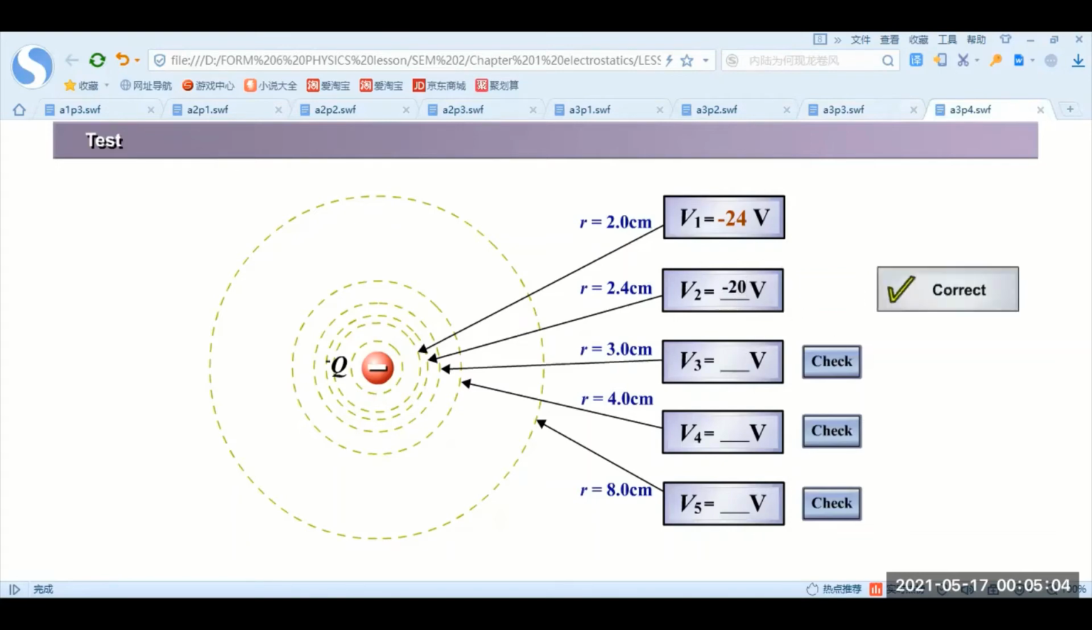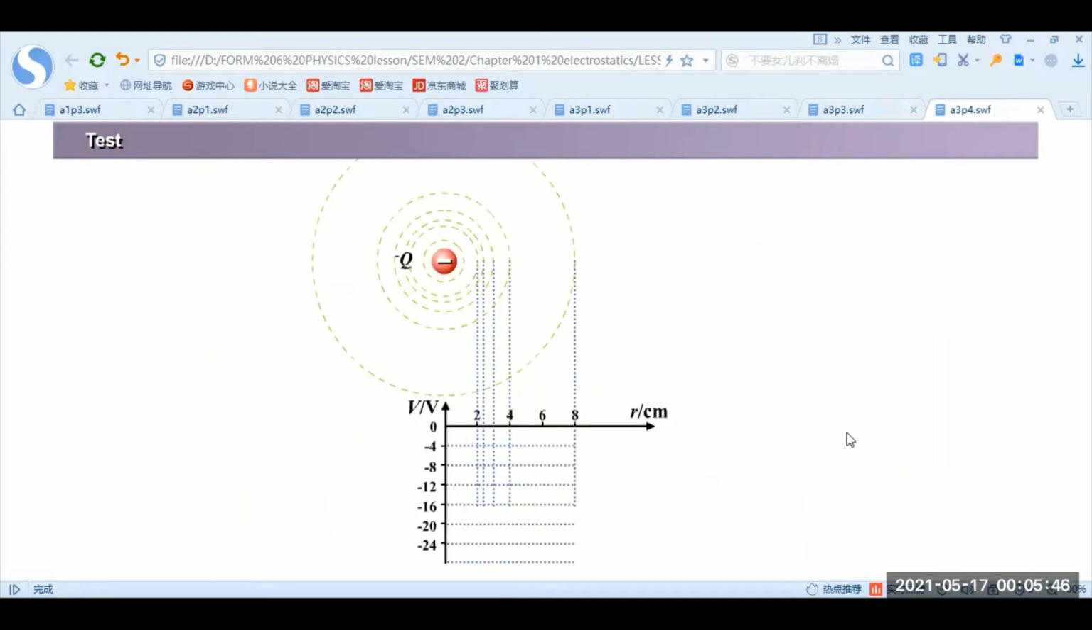Check, correct. How about this one? Same thing, negative 48 divided by 3, we get negative 16. And this one, same thing, negative 48 divided by 4, we get negative 12. And next will be negative 48 divided by 8, so this means it will be negative 6. So we check the answers. Once all of them are correct, we plot the graph.